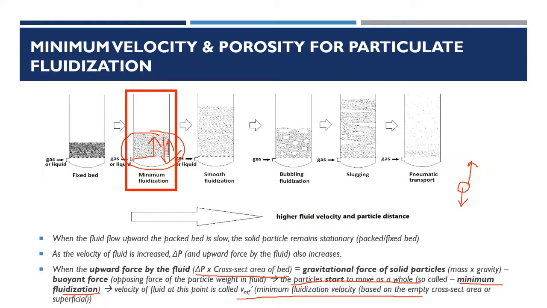Okay, so V'MF. V' we know from yesterday's class is the superficial velocity. So superficial velocity is the velocity before it passes the immersed bodies, when it passes the empty section of the tank. And MF stands for minimum fluidization. So V'MF is the superficial velocity for minimum fluidization.